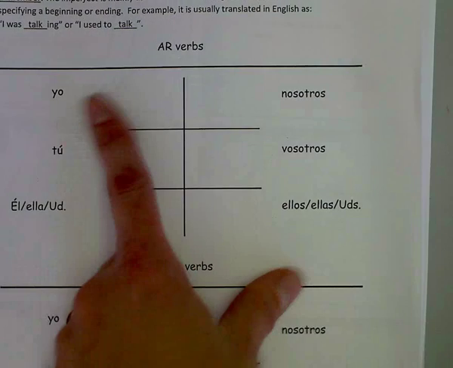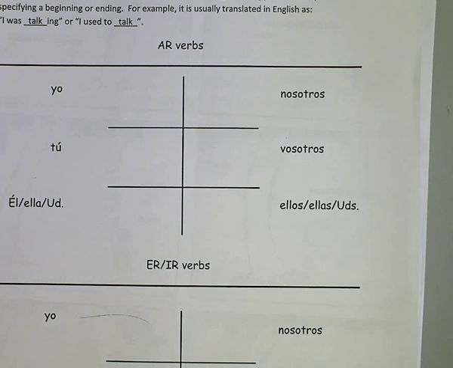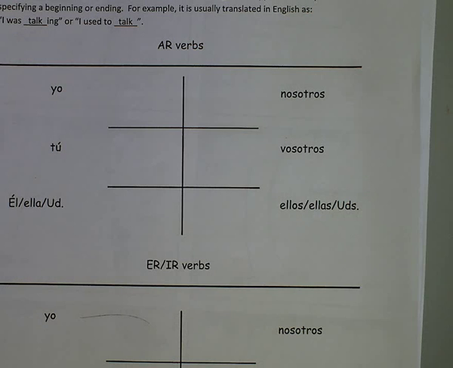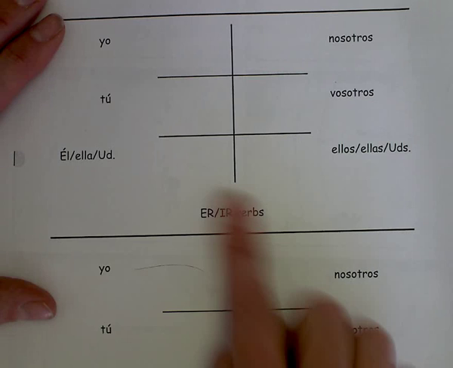So here you guys are going to have this blank chart, and what you're going to try to do, from the text that you have in front of you, is attempt to figure out what you think the endings could be if the verb is an AR verb and if the verb is an ER and IR verb.